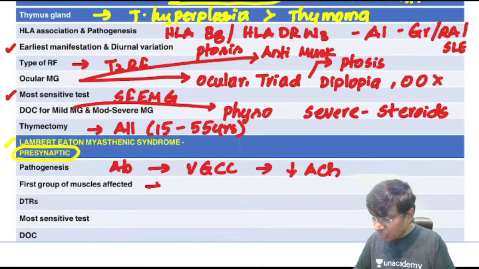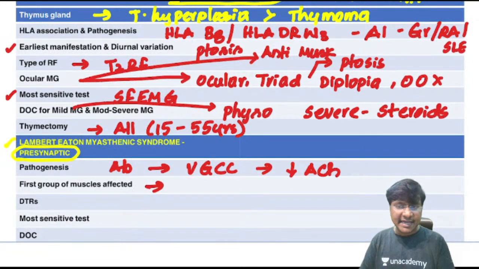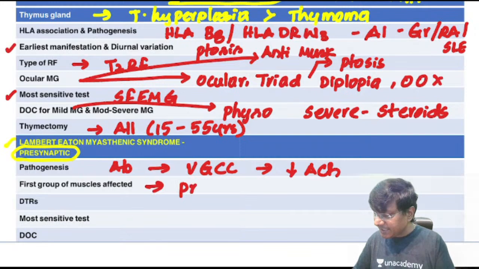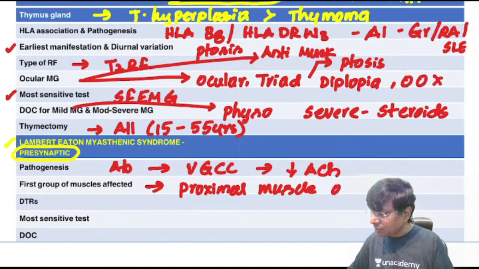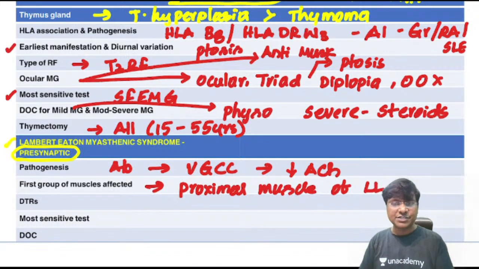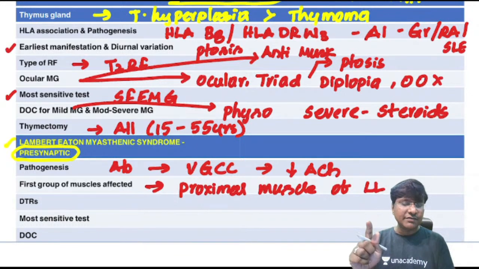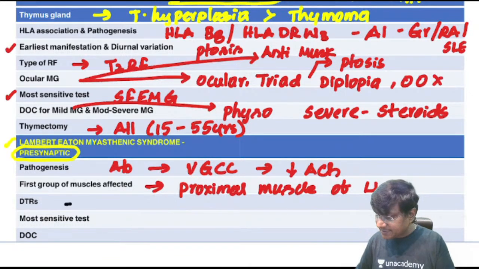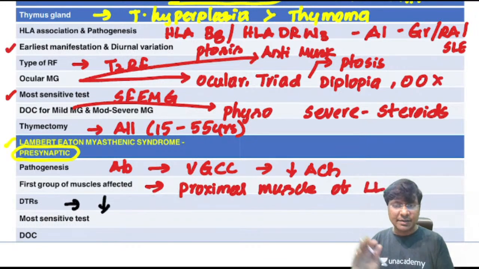Now, what are the first group of muscles affected in Lambert-Eaton myasthenic syndrome? That will be the proximal muscles of the lower limb. Proximal muscles of the lower limb are commonly affected in these patients. Then what will happen to the deep tendon reflexes? In myasthenia gravis, the deep tendon reflexes are intact, whereas here the deep tendon reflexes are depressed or completely absent. Then what is the most sensitive test in Lambert-Eaton myasthenic syndrome?